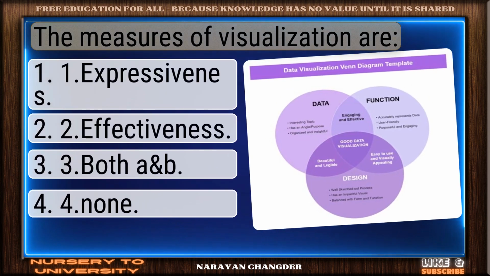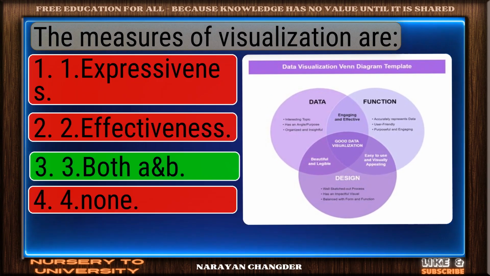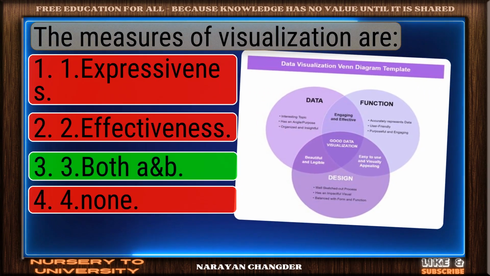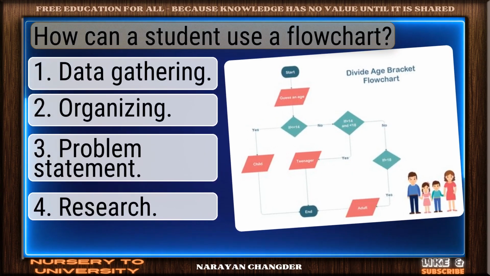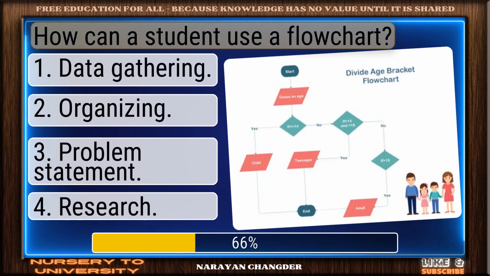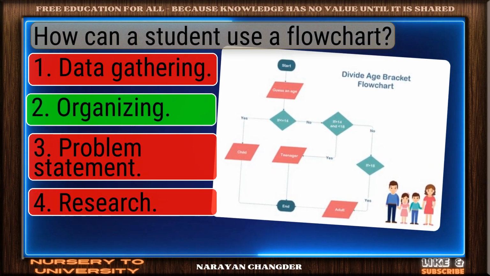Question number 57. The measures of visualization are? Clear logic, your choice 3. Both A and B is sound and 100% true. Question number 58. How can a student use a flowchart? Valid point. Organizing is true.